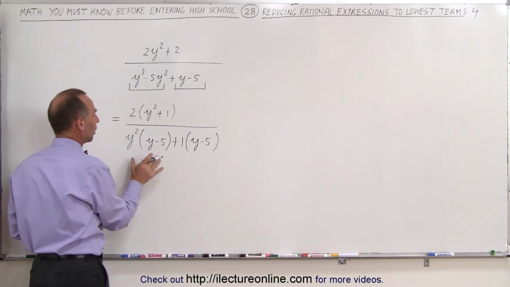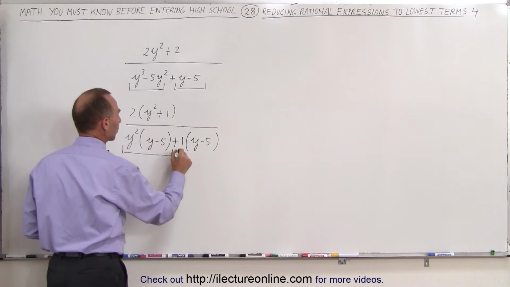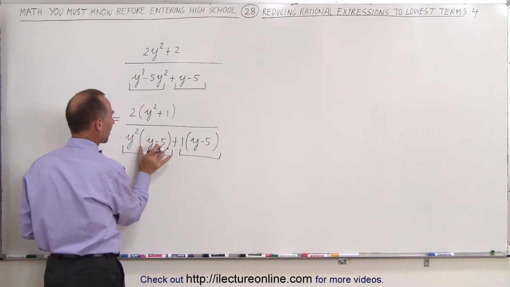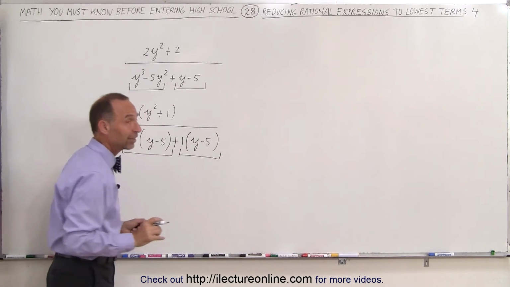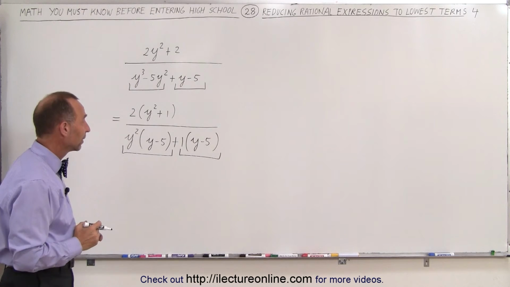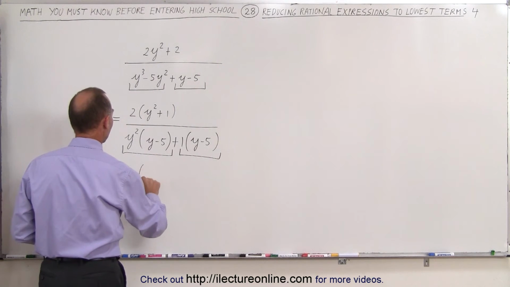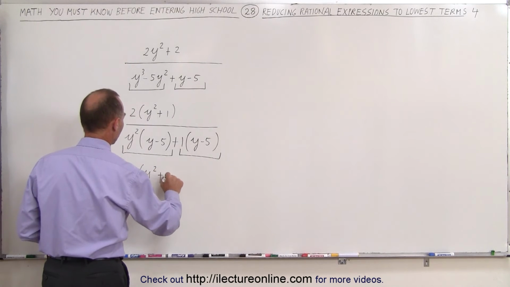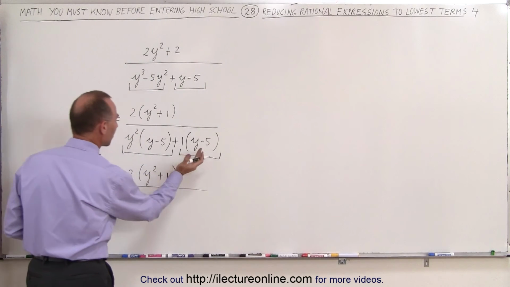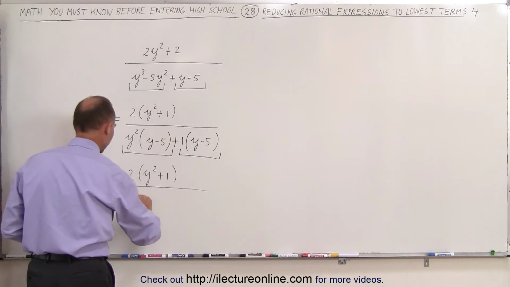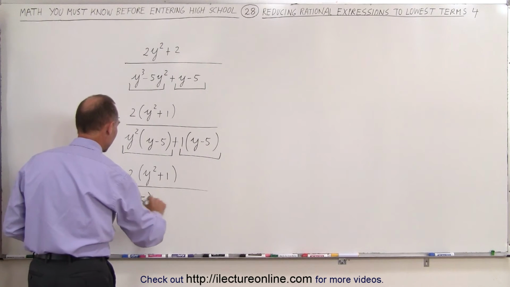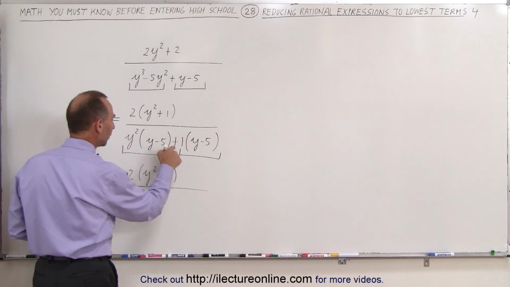Because when we do that, we can see that there's a common factor between here and here. We have a y minus 5 here, we have a y minus 5 there, which can be factored out. When we do that, we get the following. In the numerator, we still have 2 times y squared plus 1. And in the denominator, when we factor out a y minus 5, you can see that you're left with a y squared plus 1 again.